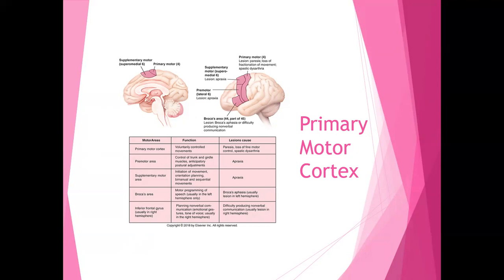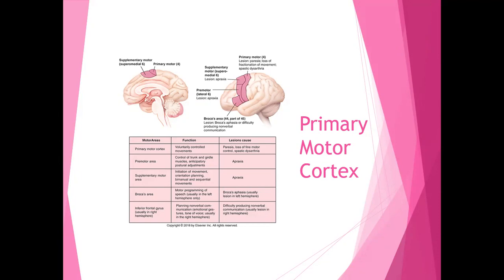So if you have a lesion in the primary motor cortex, you're going to have paresis and loss of fine motor control. For the muscles of speech, it's going to cause spastic dysarthria, and we will talk specifically about aphasia and dysarthria and disorders of speech in the next section. The premotor area is responsible for control of trunk and girdle muscles, making anticipatory postural adjustments. And if you have a lesion in the premotor area, it can contribute to apraxia.